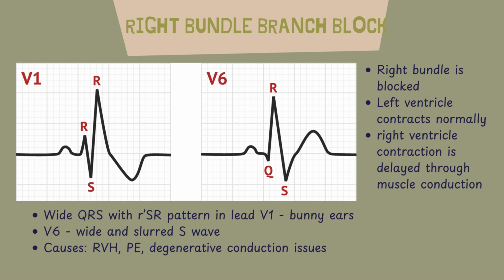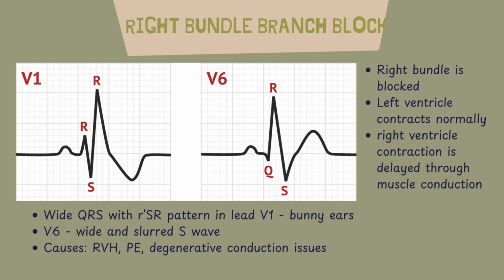In lead V1, we'll see an RSR pattern. This looks like 2 upward spikes or bunny ears, which I still remember from school. And this happens because as the left ventricle fires first, you have the R wave. And then because the right ventricle is late to follow, you have another little R wave coming right after. In leads 1 and V6, you'll see a wide and slurred S wave, since that late right-sided depolarization is moving away from those leads. What can cause a right bundle branch block?